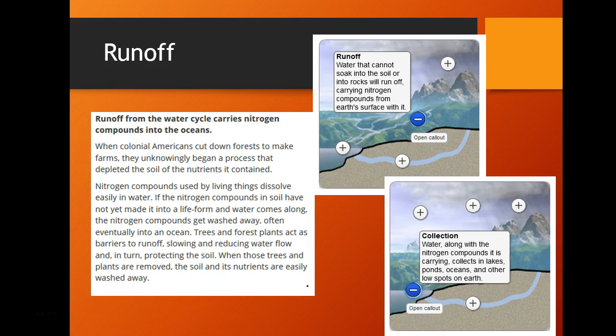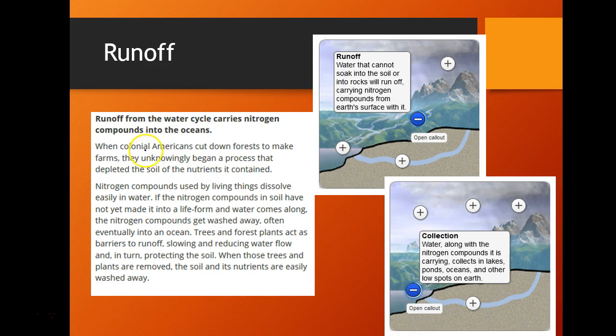Runoff is a concept that affects both the water cycle as well as the nitrogen cycle. Runoff in the water cycle is when water that is not soaked into the soil or into the rocks eventually runs off the land and goes into some sort of water source.